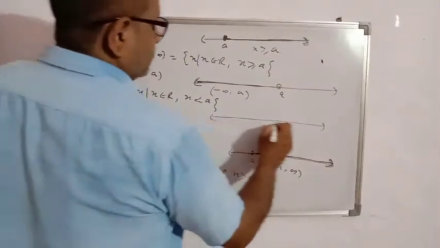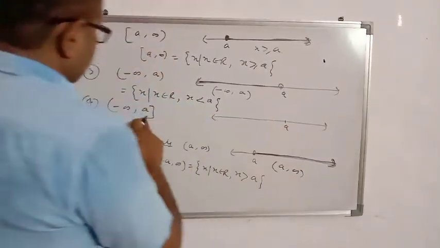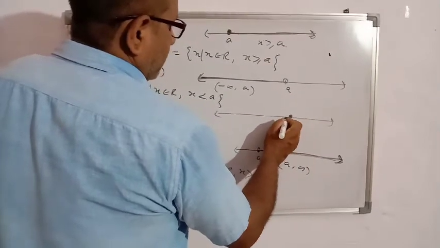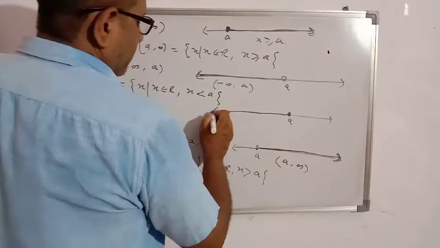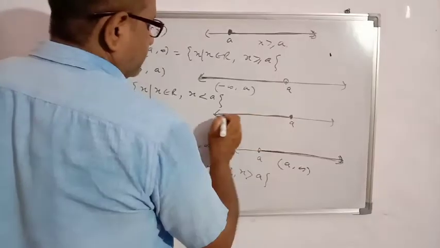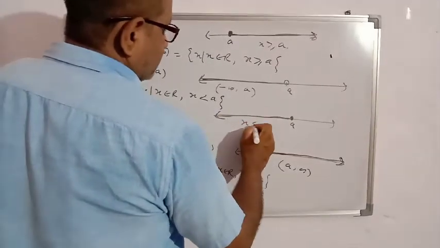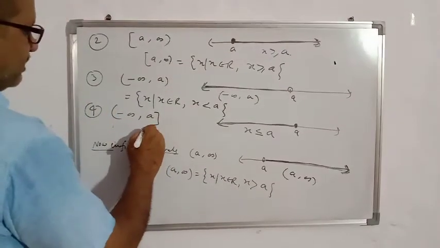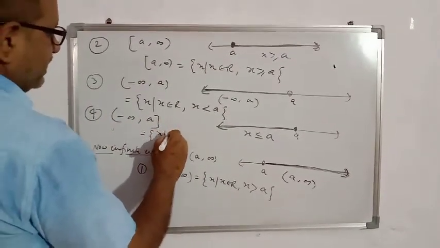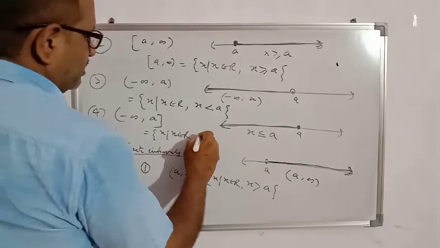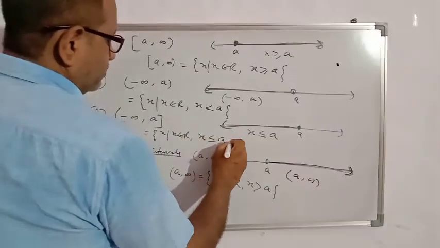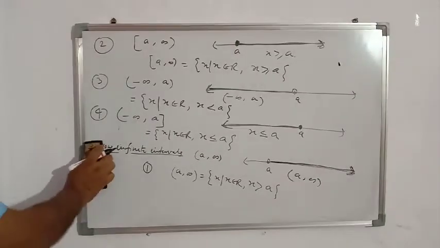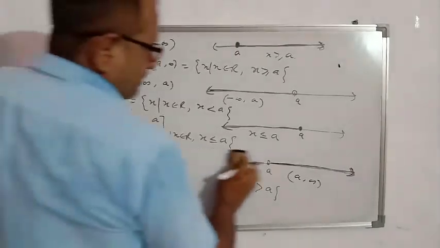We can represent it, suppose the point A. Since A is included here, we will make a dark circle here and shade the left part of the real number line. So we can write here x less than or equal to A. In the set builder form, we can represent it as x such that x belongs to x less than or equal to A. So this is the infinite interval.